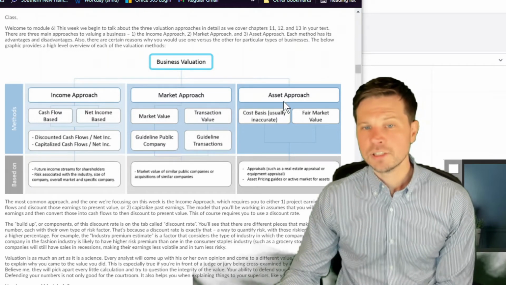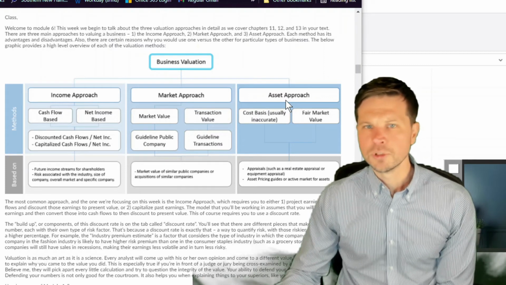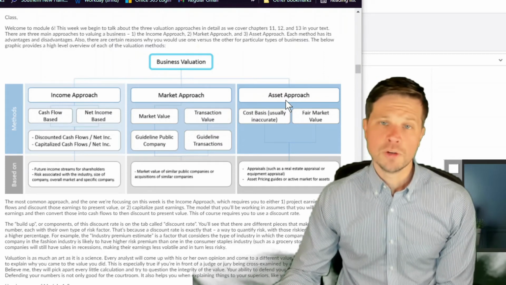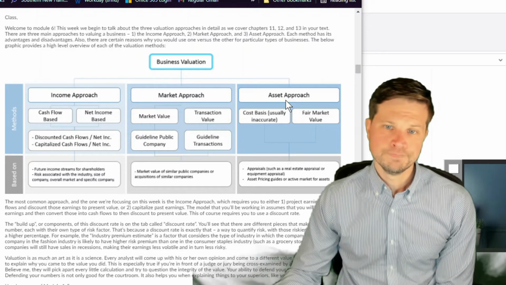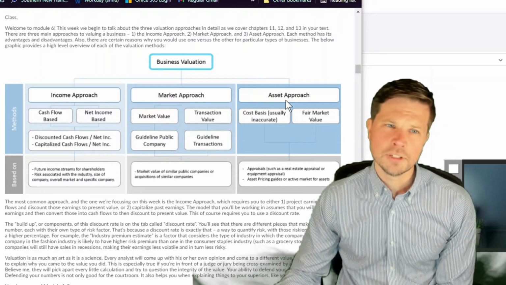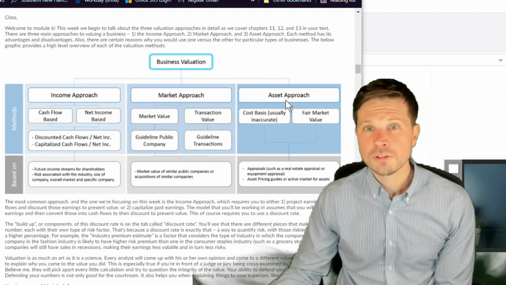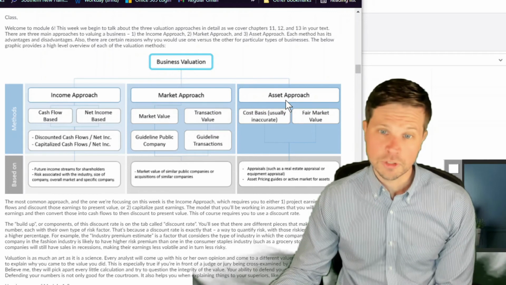Now, lastly, the asset approach. This is not used very frequently. It's really most often used for real estate holding companies that generate most of their revenue strictly based on the assets. Whereas most other companies, it's based on cash flows that are generated from products or services, either a product that the company sells or a service that a company is delivering.